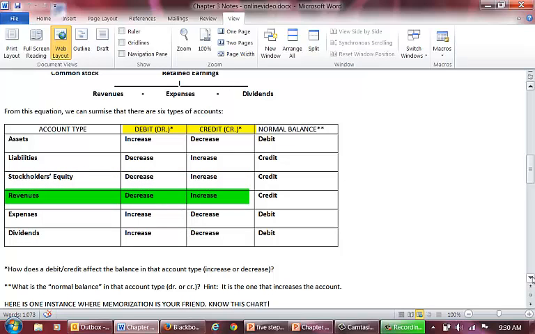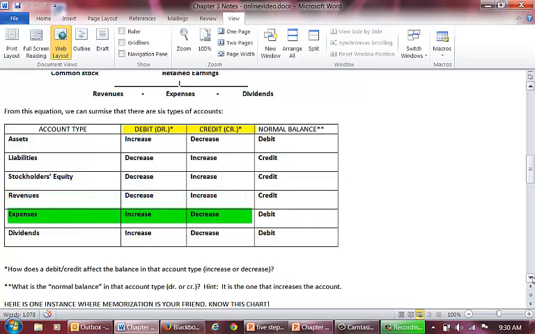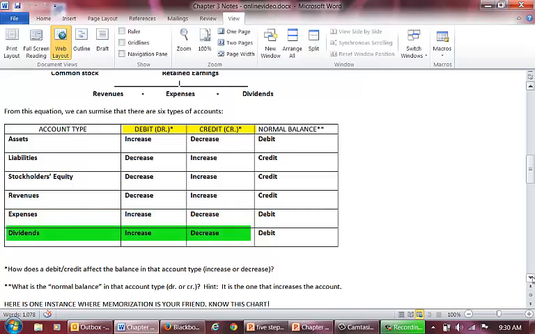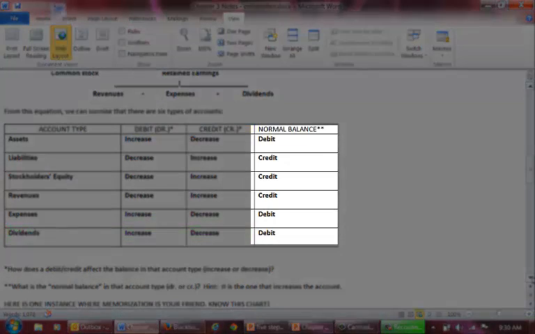If a revenue account balance is going up, we have to credit. If it's going down, we have to debit. If an expense balance is going up, we have to debit. If it's going down, we have to credit. And lastly, if a dividend balance is going up, we have to debit, and if it's going down, we have to credit. The third column indicates what the normal balance of an account is.